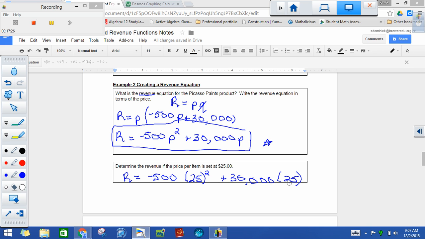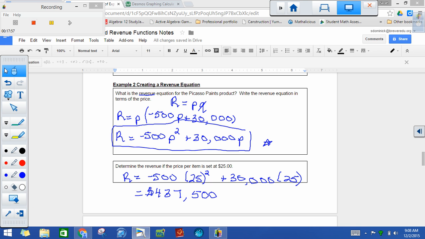Okay? So when you do all of this out, you're going to get 625 here. Multiply it by the negative 500. Write that number down. And then do 30,000 times 25. Write that number down. When you're all said and done, you should get 437,500. So you would bring in $437,500 if you set the price at $25.